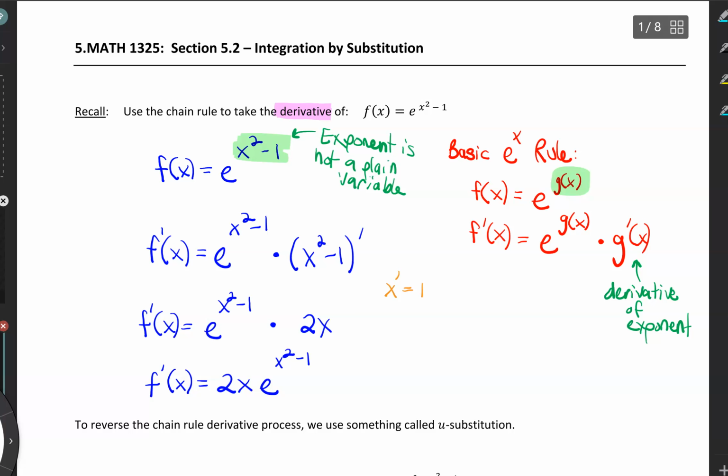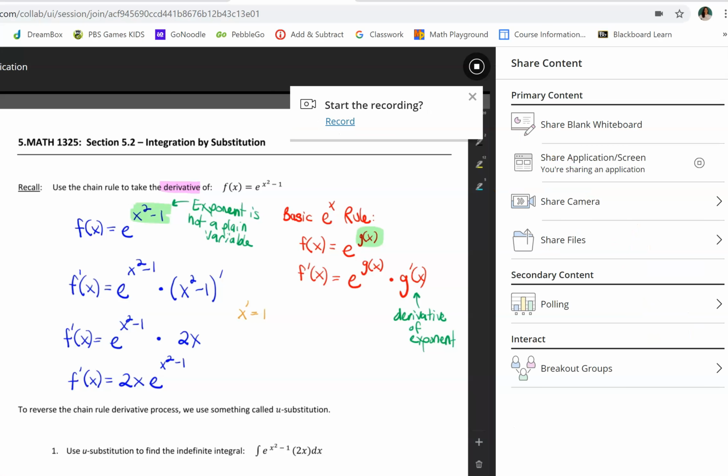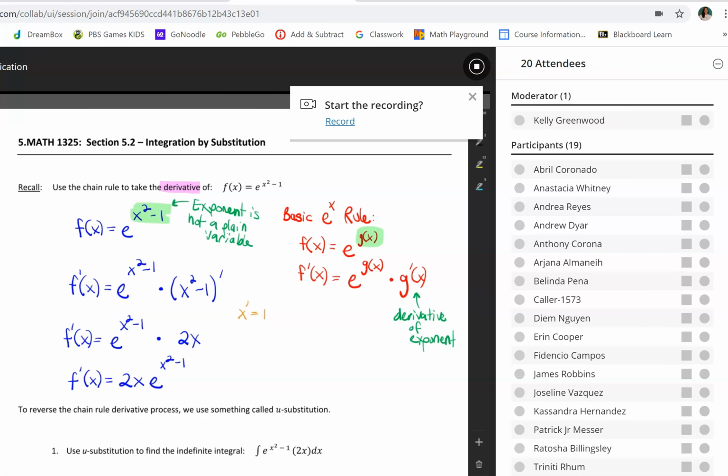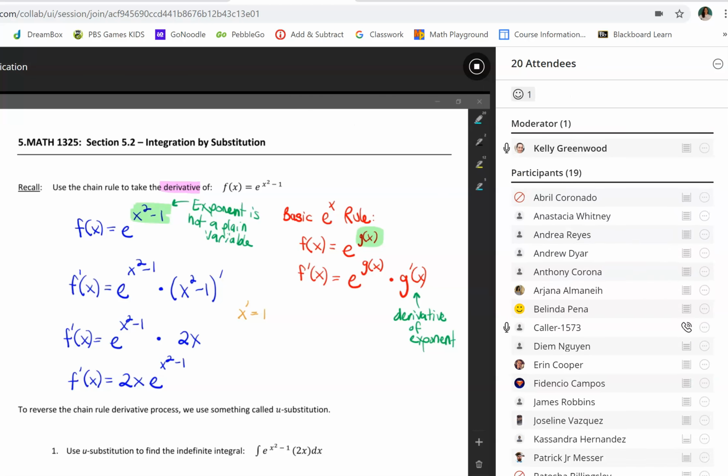So show me a status. How are you feeling about chain rule? Does that dust some cobwebs off for you? Yeah? If you're taking the test to retest, this is a good review for you.